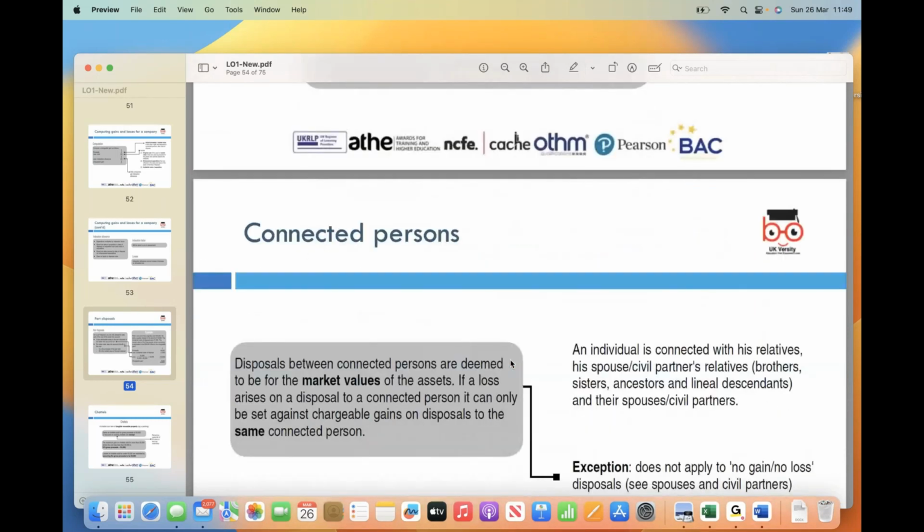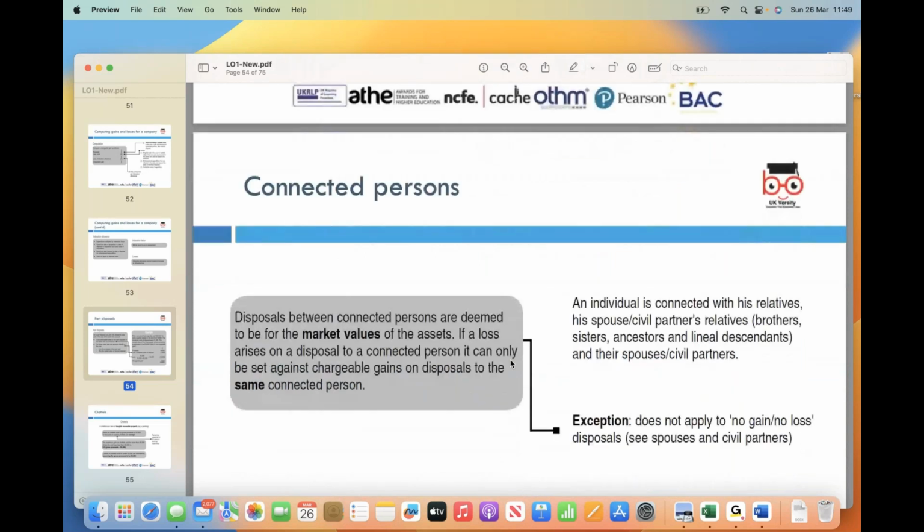Connected persons. Disposals between connected persons are deemed to be for the market value of the assets. So when a disposal is made between two connected persons, it is considered that the assets were sold at market value. If a loss is incurred on such a disposal, it can only be set off against chargeable gains on disposals made to the same connected person.